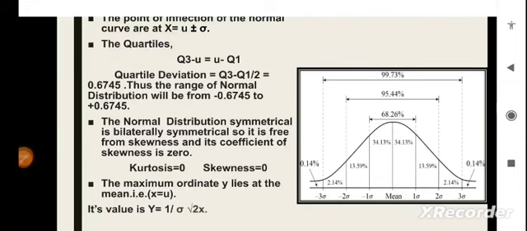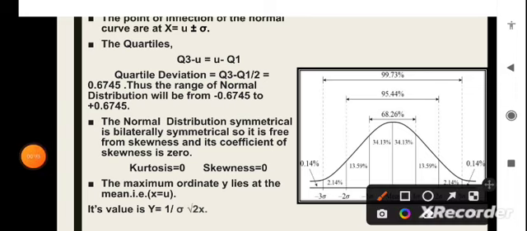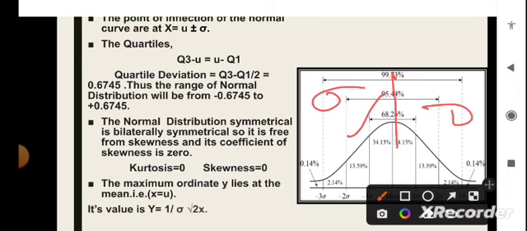Next property tells that there are 2 points of inflection for the normal distribution. The point of inflection is the point where the change in curvature occurs at a distance of standard deviation on either side of the mean, and this is given at x is equal to mean plus minus standard deviation.